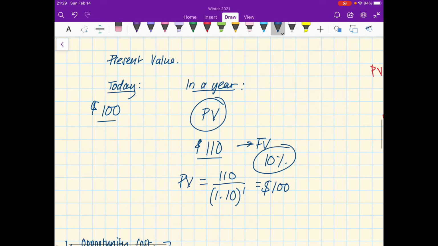So we can see, objectively, comparing today and comparing in a year, we're getting the same value. So wouldn't it be better just to take it today if it's going to be on equal terms, the same amount of money?